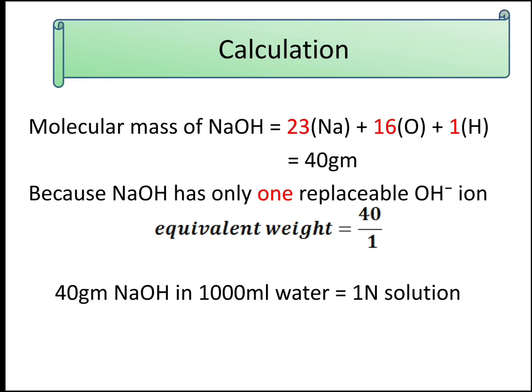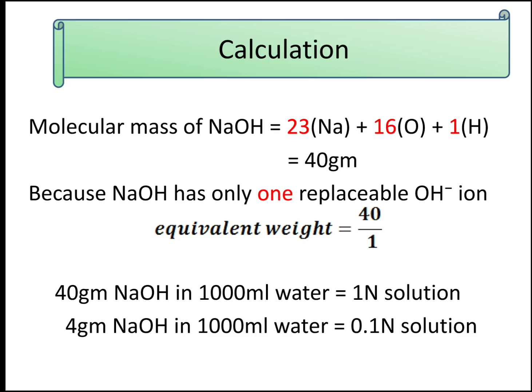Let's discuss what is a normal solution. A normal solution means when 1 gram equivalent of any solute is dissolved in 1000 ml of solution, it forms a solution of 1 normal strength. Means dissolve 1 equivalent weight of sodium hydroxide, which is equal to 40 gram, in 1000 ml of water, it will give us a solution of 1 normal. And if we dissolve 4 gram of sodium hydroxide in 1000 ml of water, it will give us 0.1 normal solution.